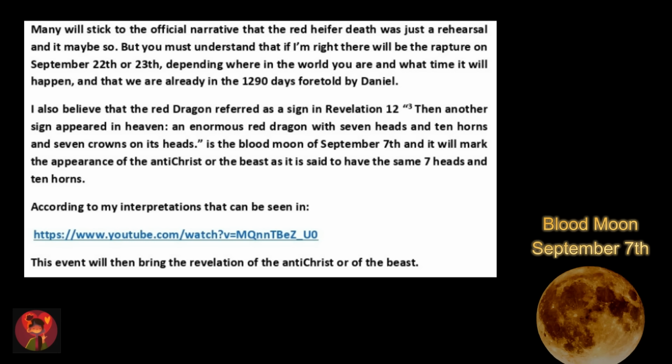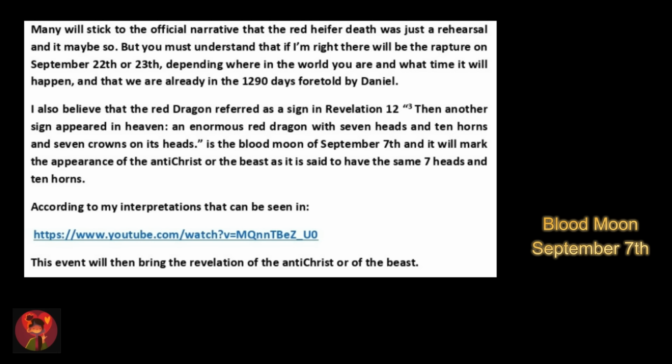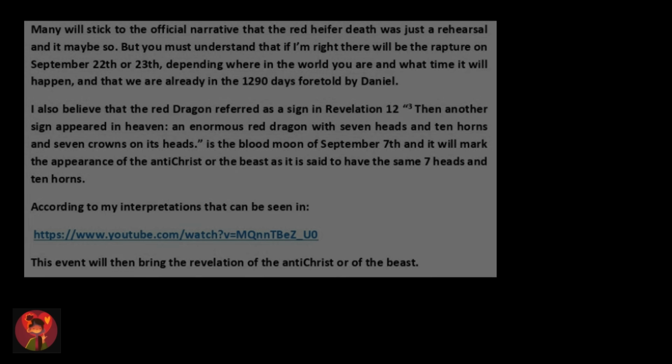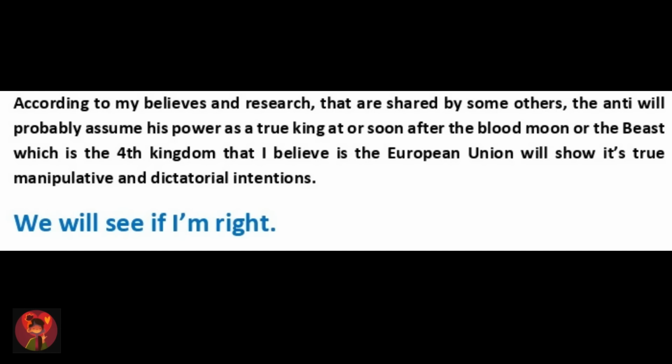"Then another sign appeared in heaven, an enormous red dragon with seven heads, and ten horns and seven crowns on its heads," is the blood moon of September 7th, and it will mark the appearance of the antichrist or the beast, as it is said to have the same seven heads and ten horns. According to my interpretation, this event will then bring the revelation of the antichrist or of the beast.